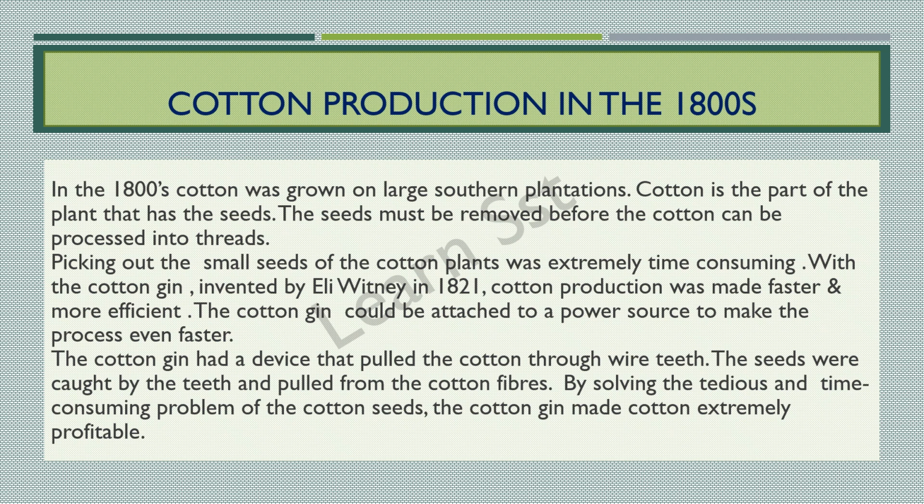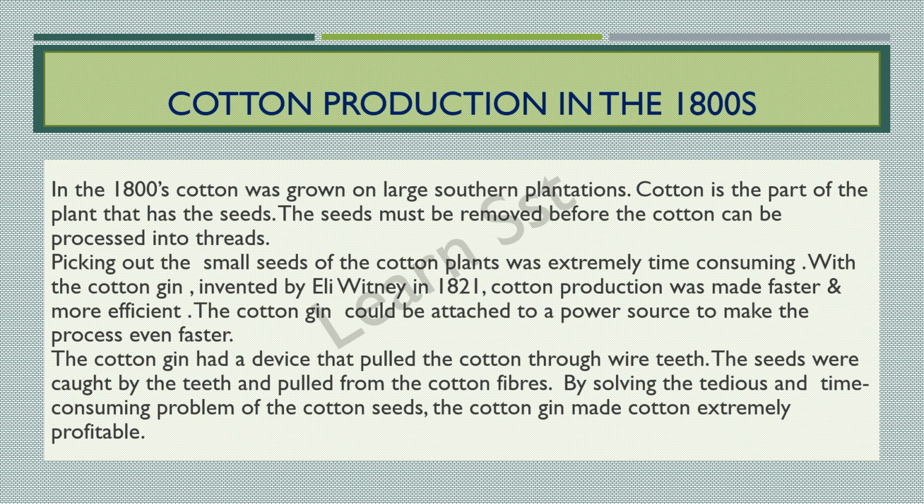Picking out these small seeds of the cotton plant was extremely time consuming. With the cotton gin, which was invented by Eli Whitney in 1821, cotton production was made faster and more efficient. So the work which you do by hand and the work which is done by machines, there's a large difference. With machines, it goes faster and it's not a tedious task. It's not boring, you do it very fast.